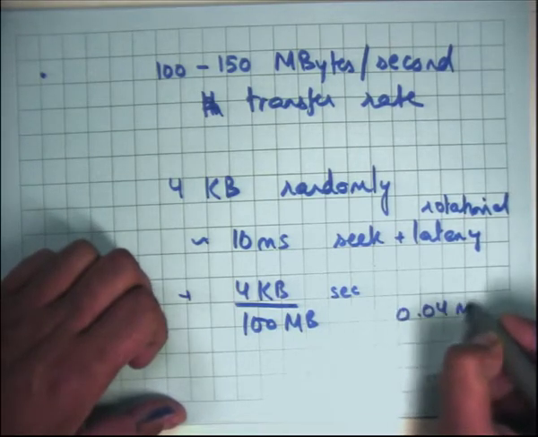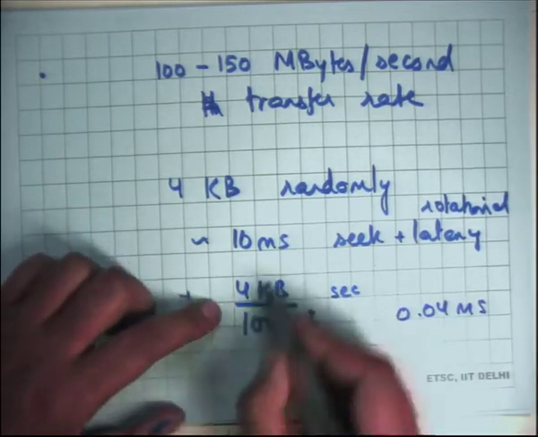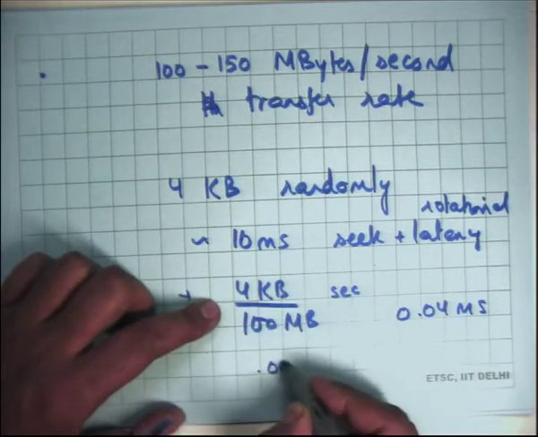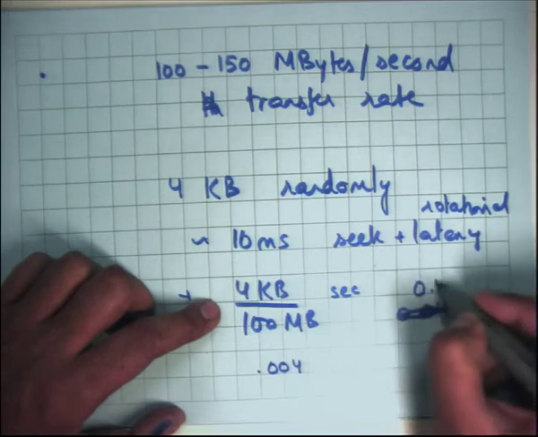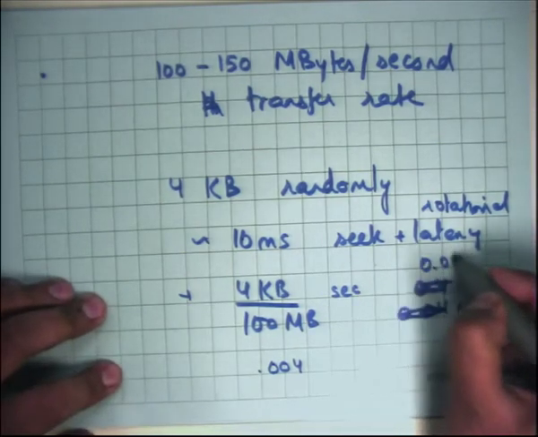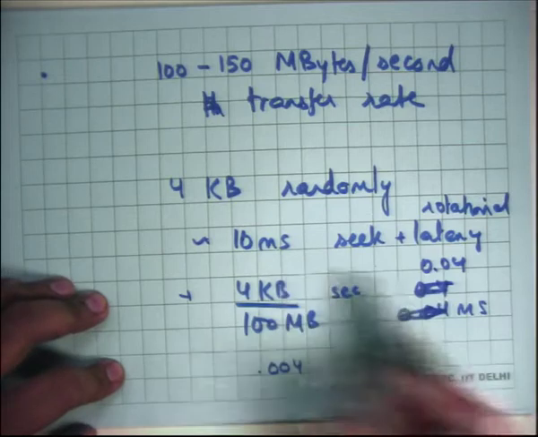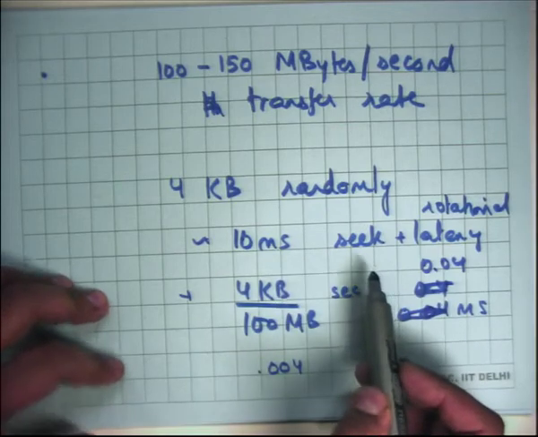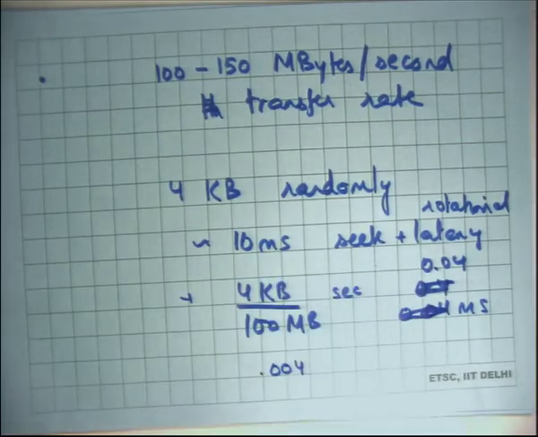0.04 milliseconds. Yeah, 0.04. All right, it's 0.04 milliseconds. So as you can see, it's highly dominated by the seek and latency. A random 4 kilobyte read is highly dominated by the seek and rotational latency.